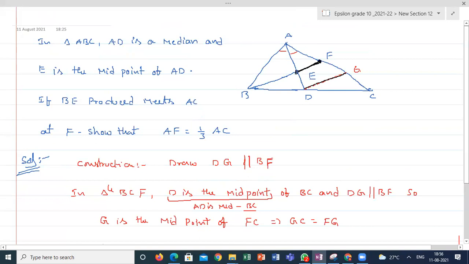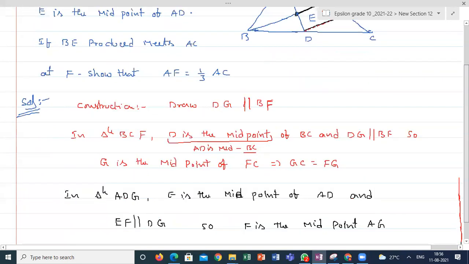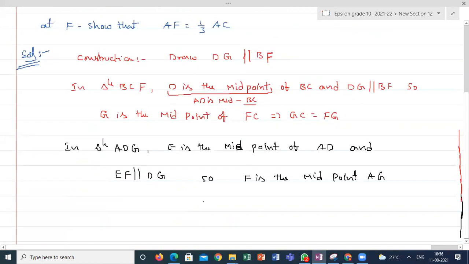From here I can write AF is equal to FG. I can conclude, so AF is equal to FG is equal to GC. So F and G is dividing the AC exactly into 3 equal parts. From here I can write AF is equal to 1/3 of AC.